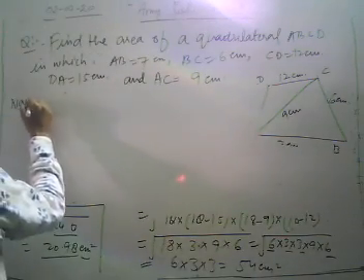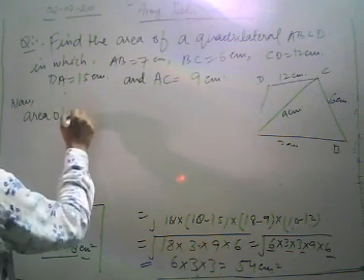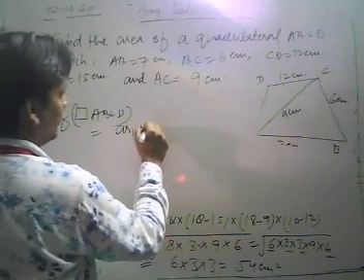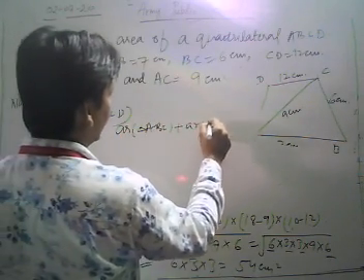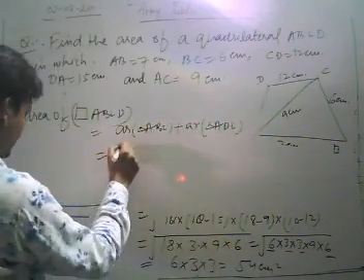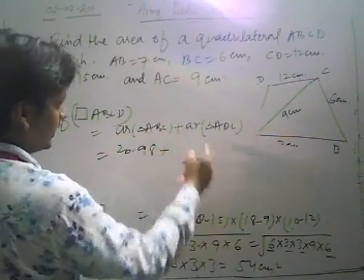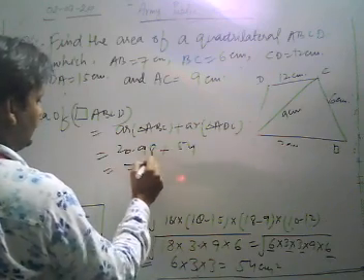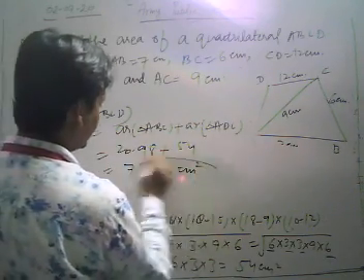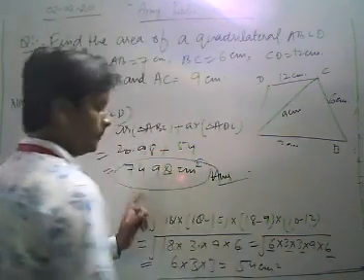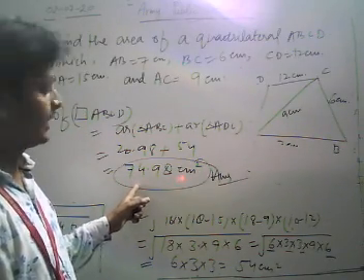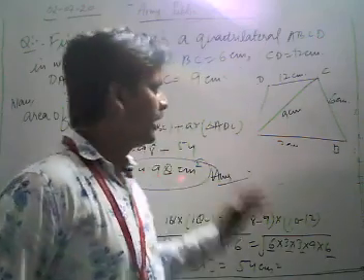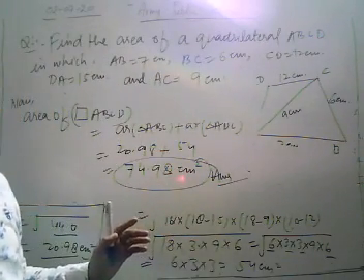Now area of quadrilateral ABCD is equal to what? Area of triangle ABC plus area of triangle ADC. Now we get 20.98 plus area of triangle ADC is 54. So we get 74.98 centimeter square. This is the required answer. So dear student, in this way we find the area of any quadrilateral ABCD.